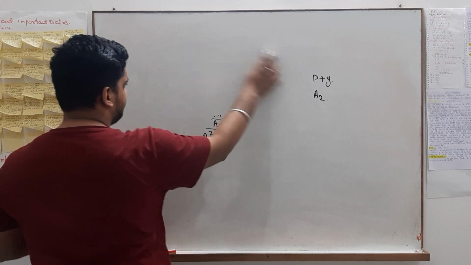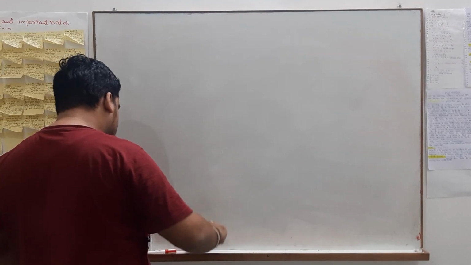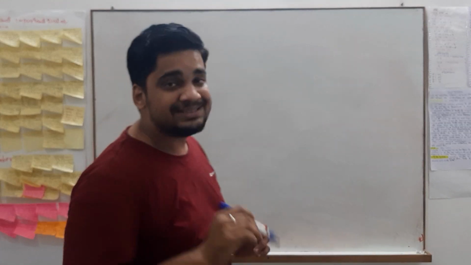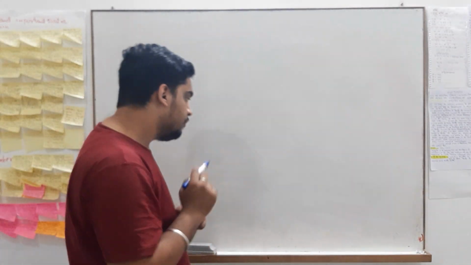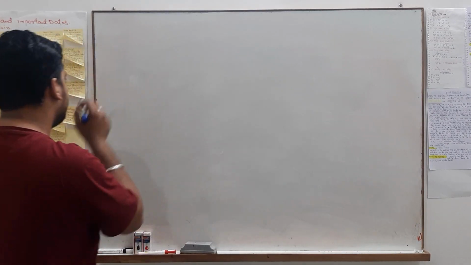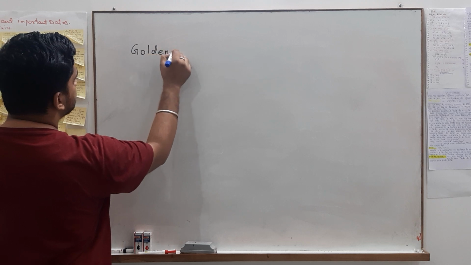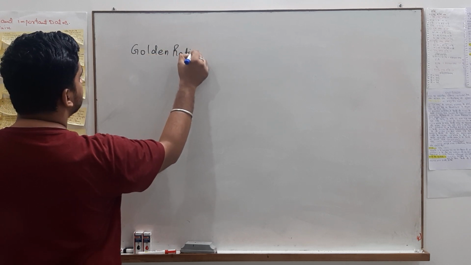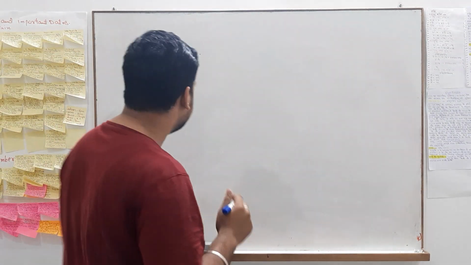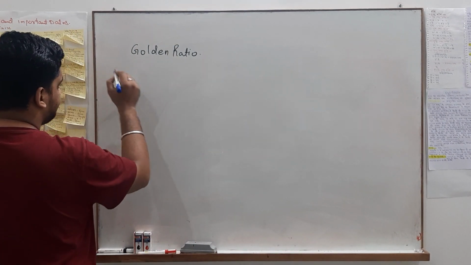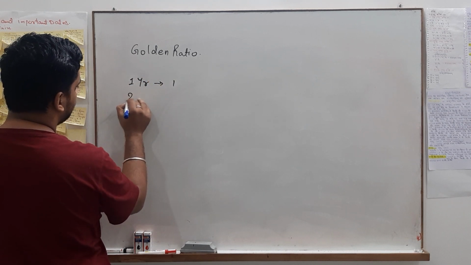So guys, we have discussed some important concepts of compound interest. Now I am going to discuss the golden ratio. Now, what is the meaning of golden ratio? Listen. In this particular concept, we have to learn some formulas.